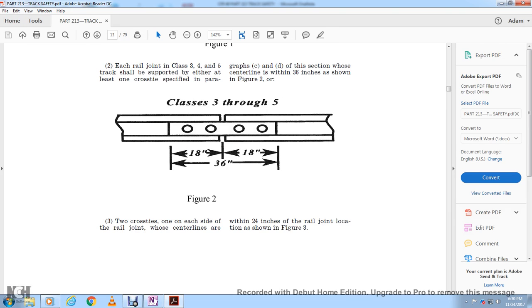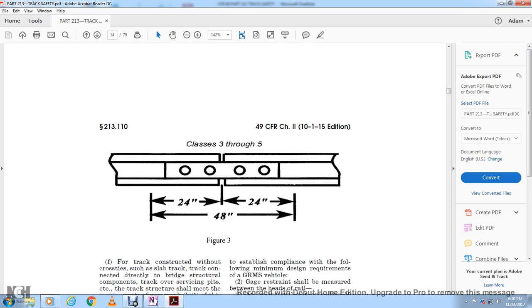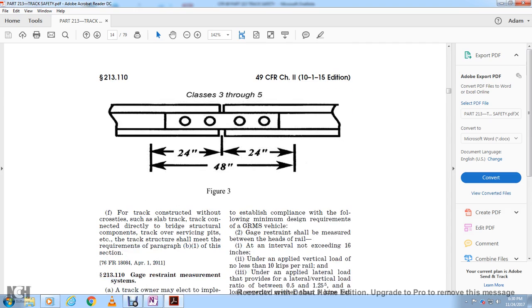The two cross ties on each side of the rail joint whose centers are within 24 inches of the rail joint location are shown in figure 3. Class 3, 4, and 5 show 24 inches from the center of the rail joint, 48 inches.